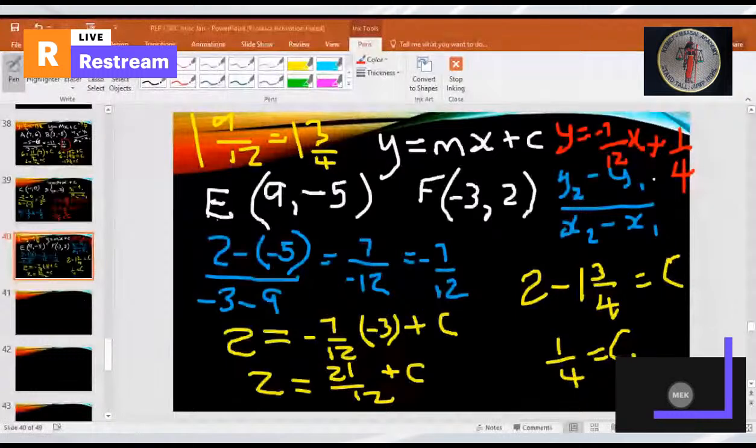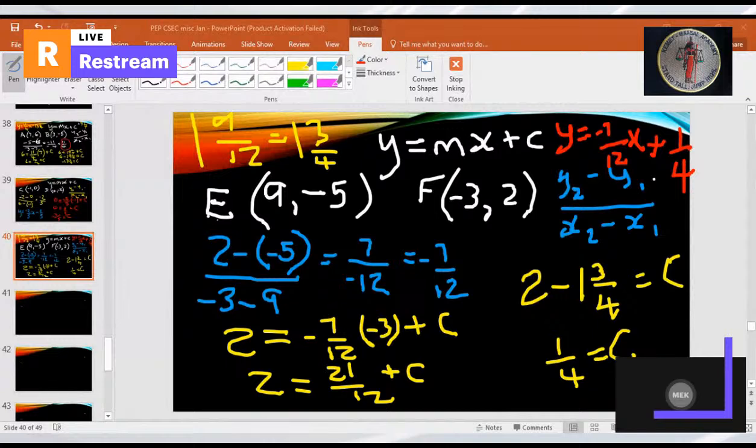And we just work that down. 2 minus negative 5 is positive 7. Negative 3 minus 9 is negative 12. So that's negative 7 over 12. That's the gradient. Now we need to find c.